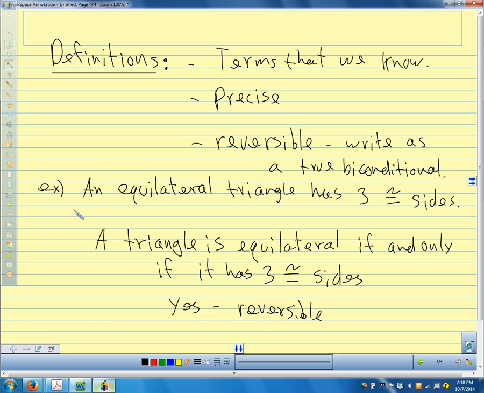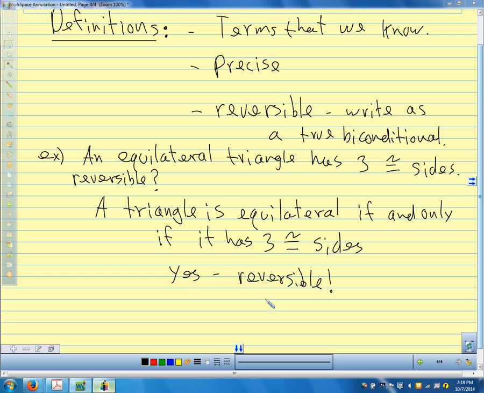And I should say, our question here was, is this reversible? Yes, it's reversible. This would be a good definition. A good definition is reversible. Terms that we know: we know triangle, equilateral we might have to think about a little bit, and we know what congruent means. So this is reversible, so it would be a good definition of an equilateral triangle.